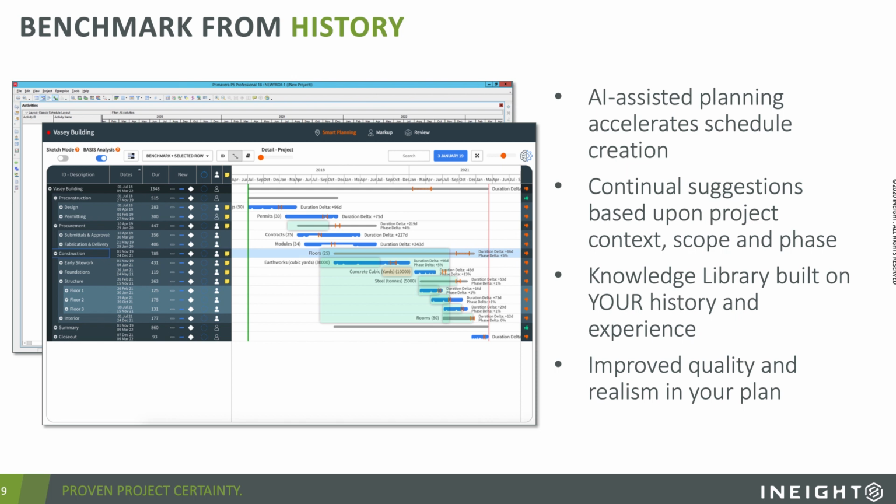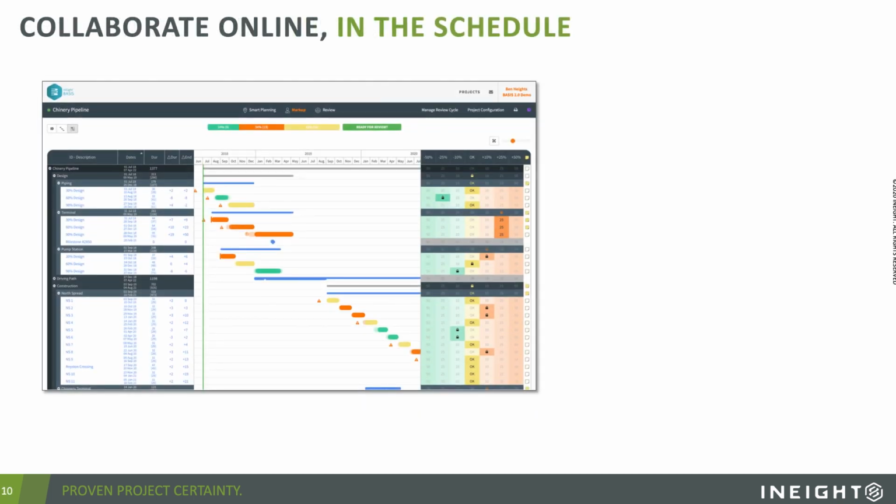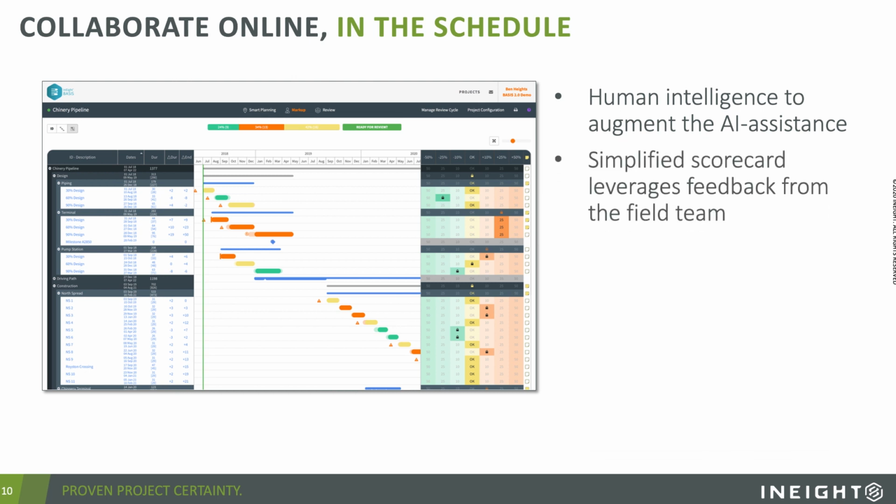Now, along with that, you need to get some real feedback. The AI algorithms, they're only as good as your experience can train them to be, but human intelligence is still needed to augment that AI assistance. And so once the schedule is put together, you utilize a simplified scorecard to leverage feedback from that field team. And again, this is online in the schedule. You don't have to track these people down. You send them a link, they log in, and here it is.